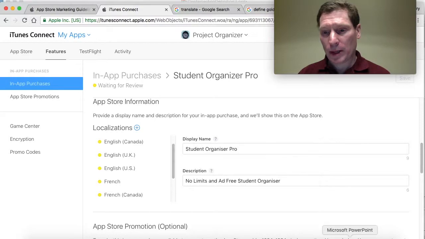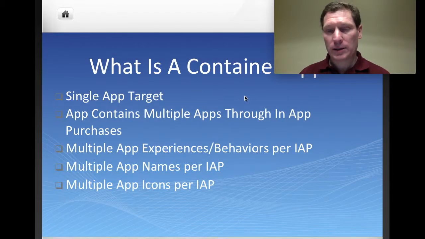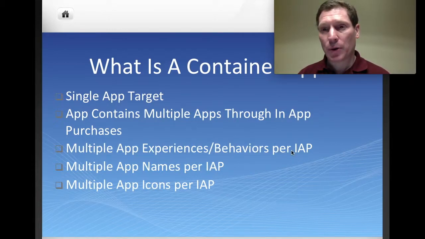So now going back to my definition of a container app. So I've covered single app target. So it's going to be a single app that's going to get generated. The app's going to contain multiple apps within the same app through in-app purchases. So you've seen how to set up the in-app purchases. Now there's going to be multiple app experiences and behaviors per in-app purchase. So for that, I need to demonstrate going into Xcode and show you a little bit of code.